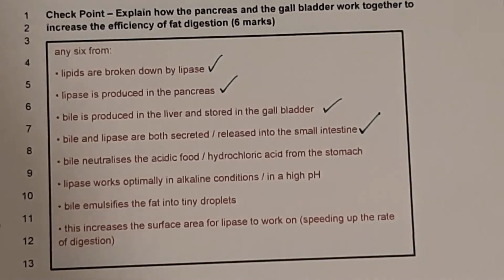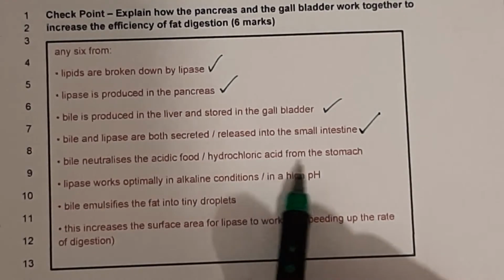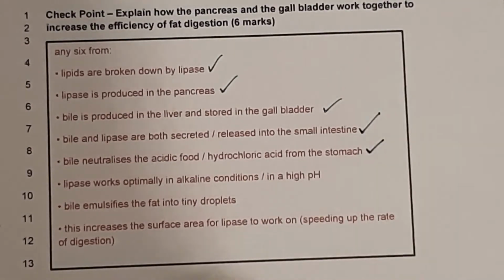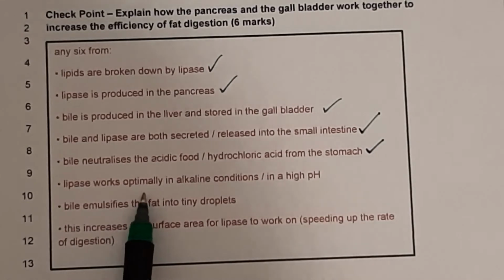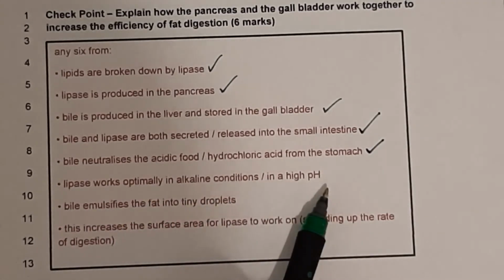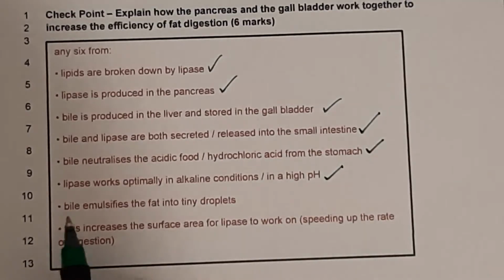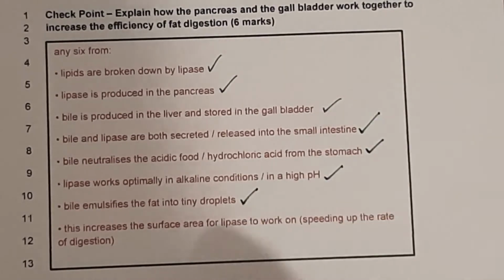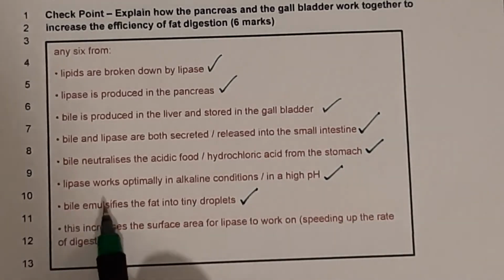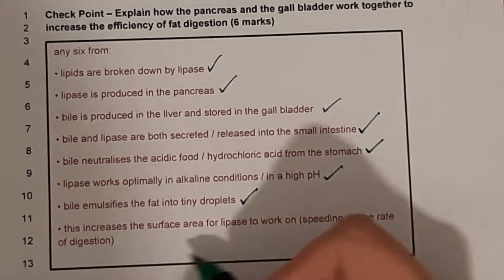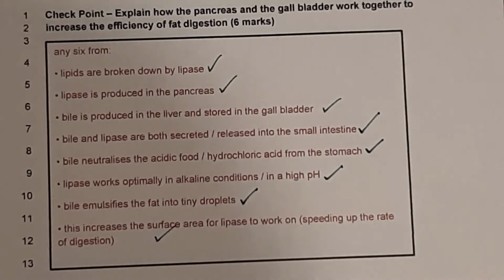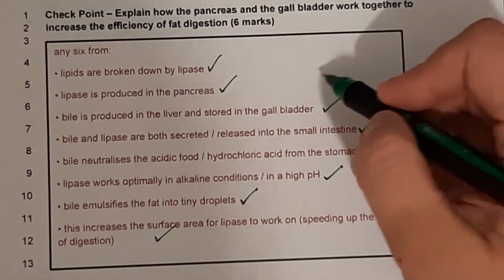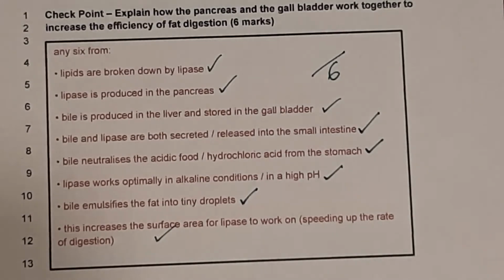You can explain that bile neutralises the acid in food or the hydrochloric acid from the stomach. You could say that lipase works well or optimally in alkaline conditions or high pH. You could say that bile emulsifies the fat, that means turning it into tiny droplets. You could say that this emulsification, or turning the fat into tiny droplets, increases the surface area, or that it speeds up digestion. So there's a number of options there, so give yourself a mark out of 6, 1 mark for each of those points that you got.